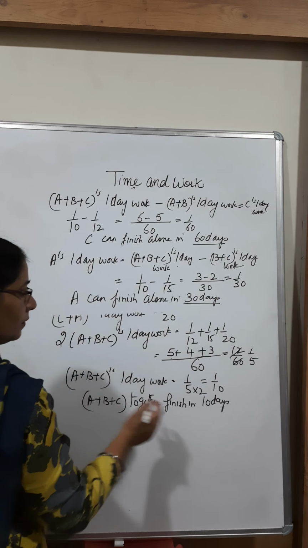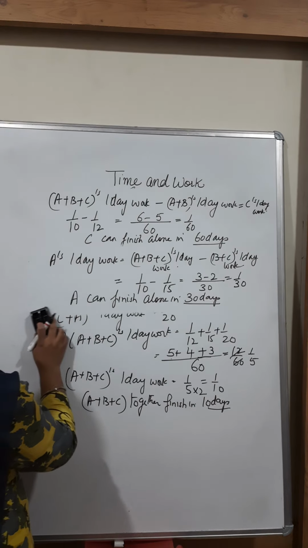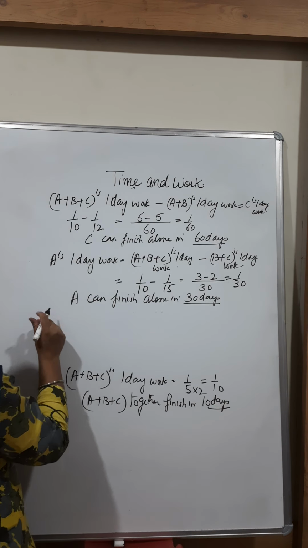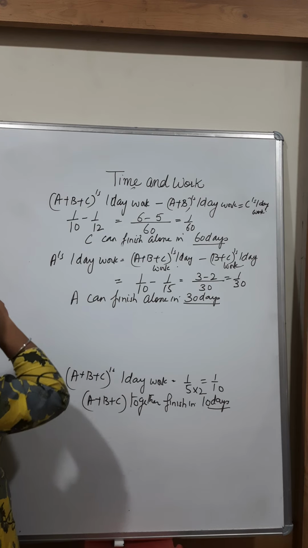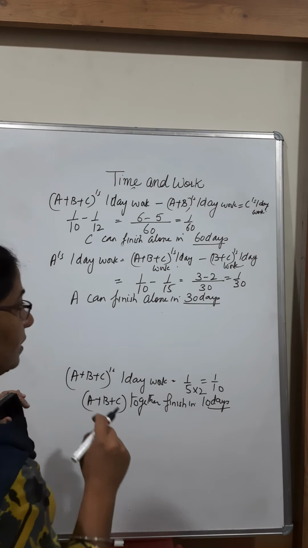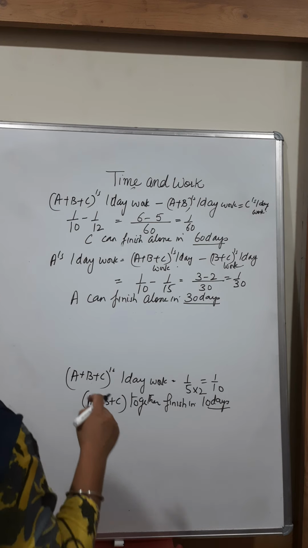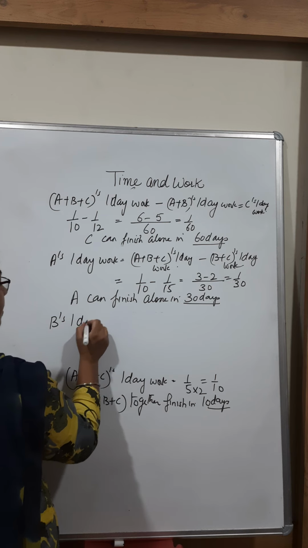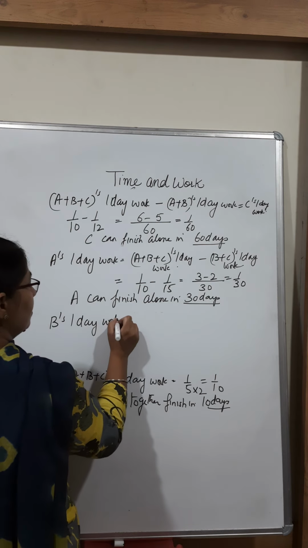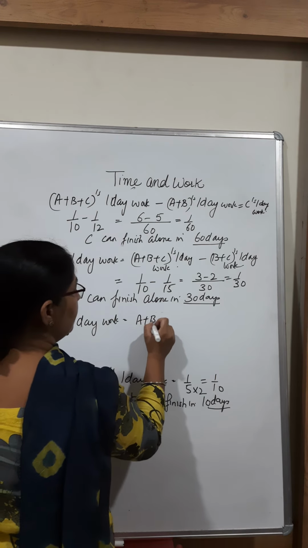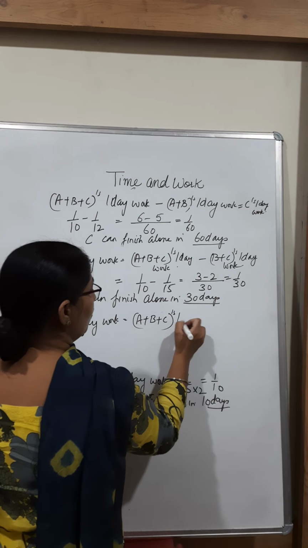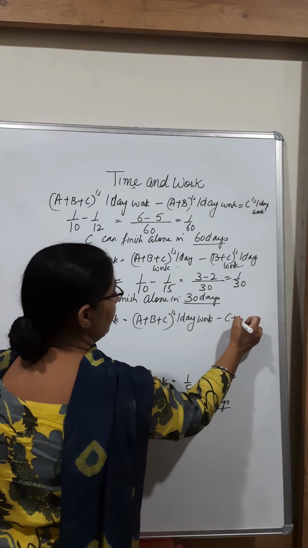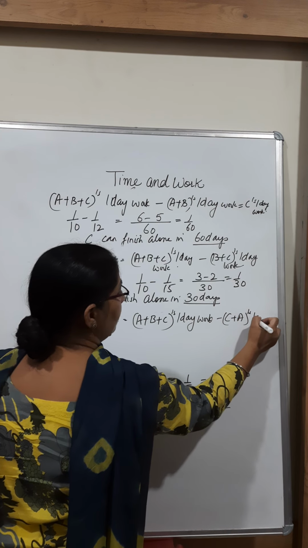ठीक है? अब हमारे पास थर्ड पार्ट आ गया। अब अगर हम A प्लस बी प्लस सी इज वन डे वर्क में से लास्ट वाला C प्लस A इज वन डे वर्क माइनस कर देंगे, तो हमारे पास क्या बचेगा? सो हमारे पास B इज वन डे वर्क बन जाएगा। B इज वन डे वर्क, दैट विल बी A प्लस B प्लस C इज वन डे वर्क minus C plus A's one day work.